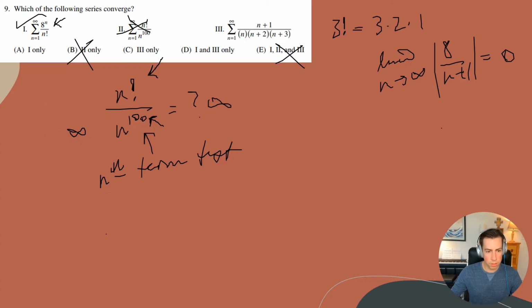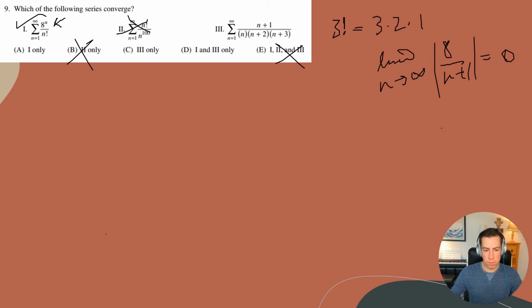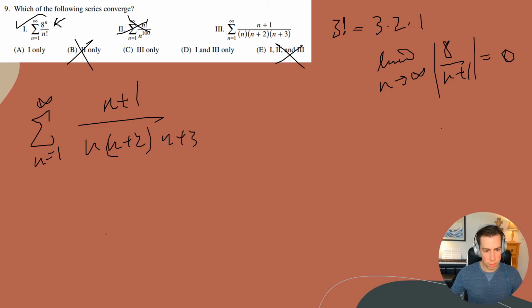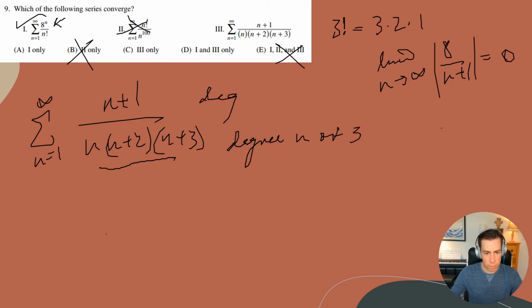All right, so now for the third series, one test that we can use here is the direct comparison test. So I'm going to go ahead and write out this series, and let's take a quick look at it. I have n plus 1 on top, and then n plus 2, n plus 3 on the bottom. Now, I just want to figure out what power of n is the highest power we get if I were to multiply out everything on the bottom. I'm going to get a degree of 3, and on top I have a degree of 1.